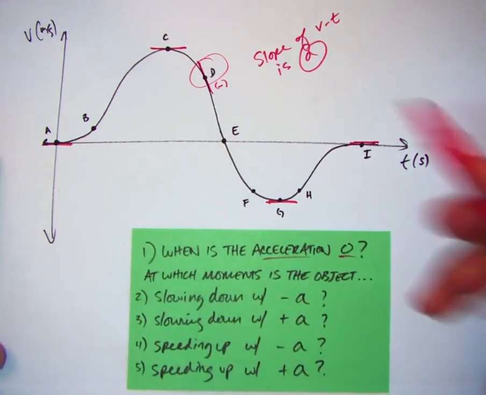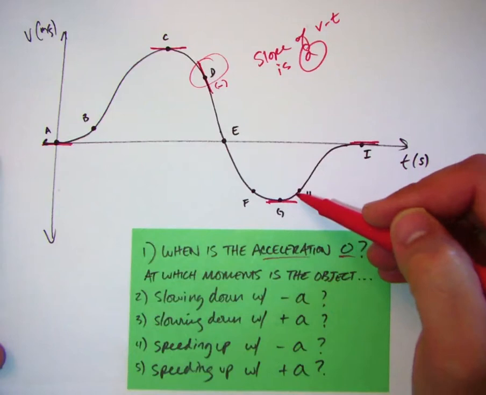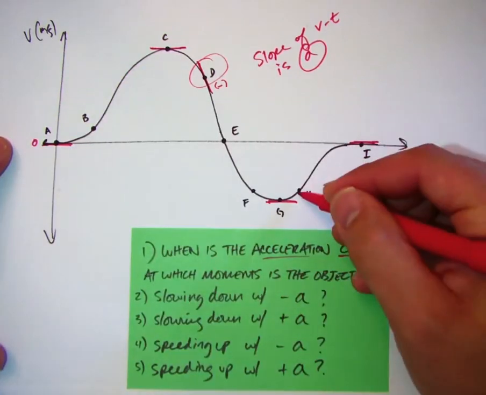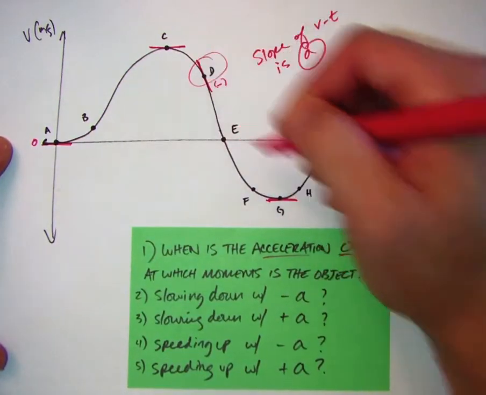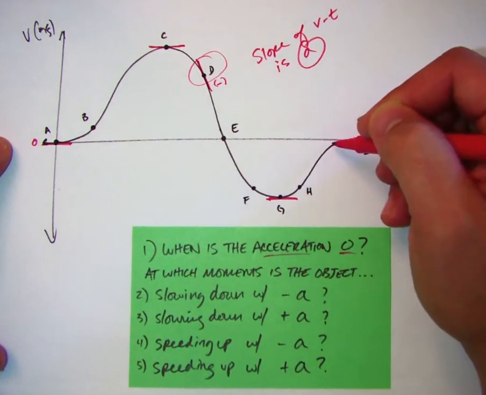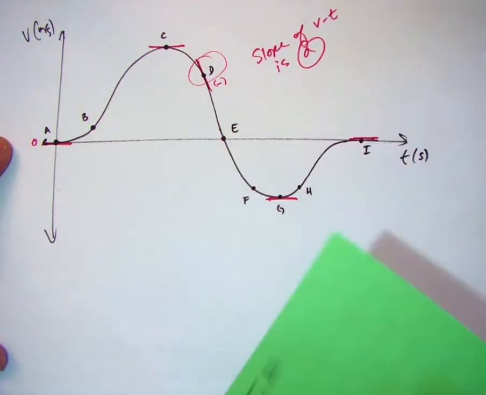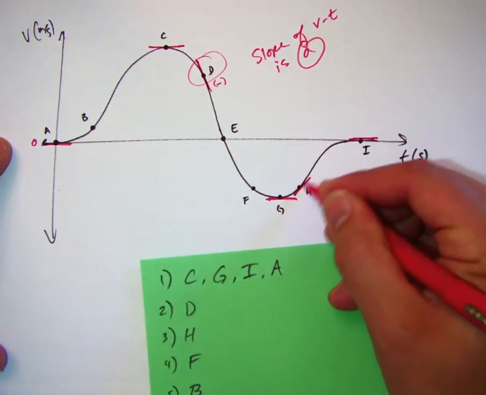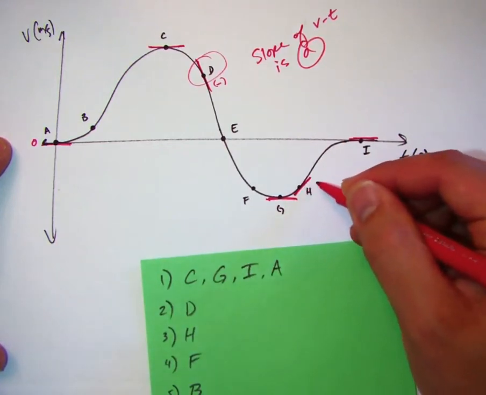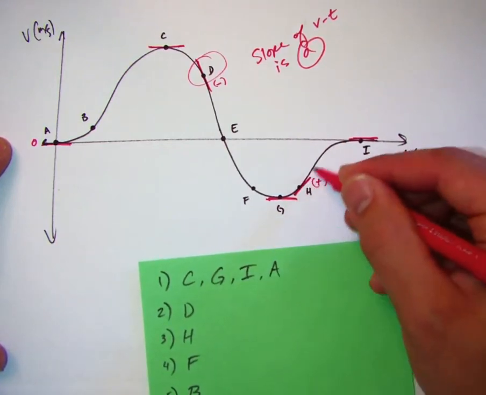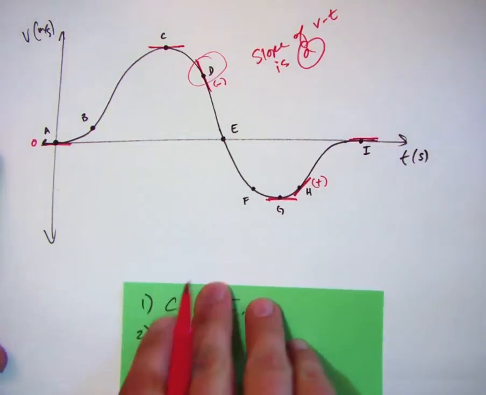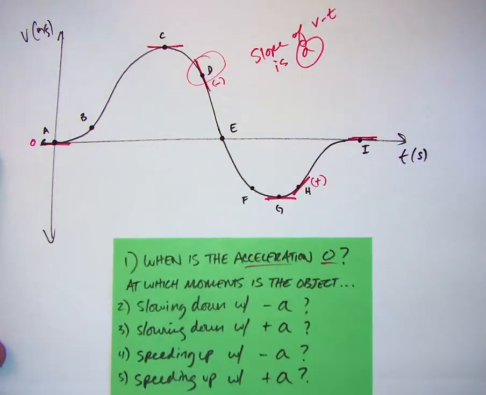Now I have to look at going back, moving towards the 0 line for my VT graph. Anything moving towards the 0 line, either down or up, means slowing down, moving towards a velocity of 0. Slowing down with a positive acceleration would be H. So in this case, the slope of my line right here is positive, but it's moving towards the 0 line, therefore it's slowing down.